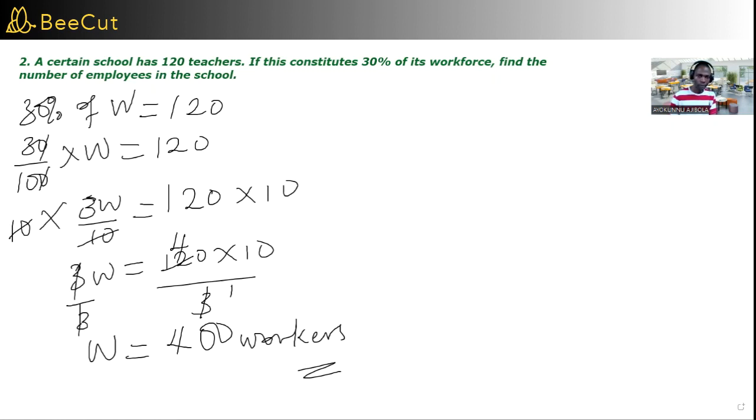Okay, this says, Rachel got 94 marks in her exams. These marks are 47% of the total marks. So find the maximum number of marks obtainable in the exam. So let's see how this works.